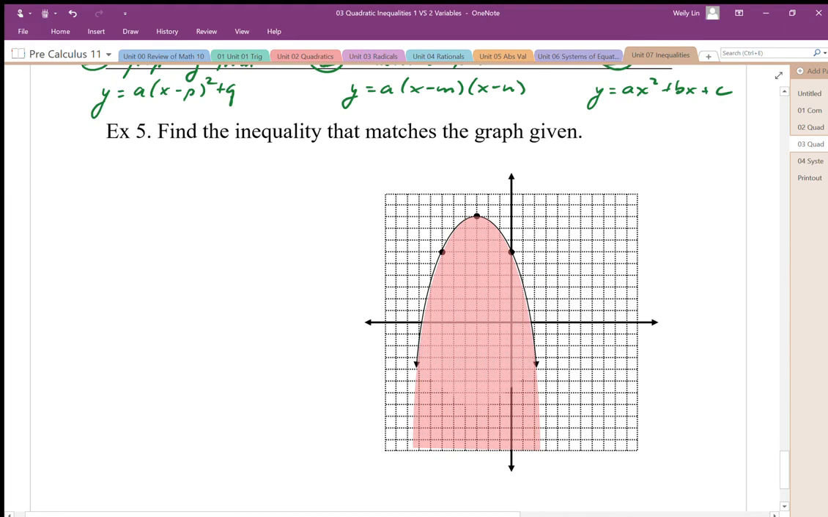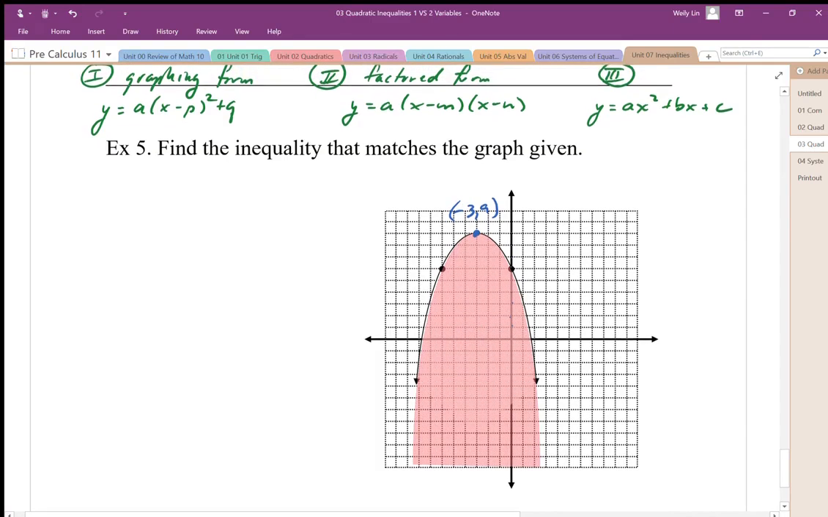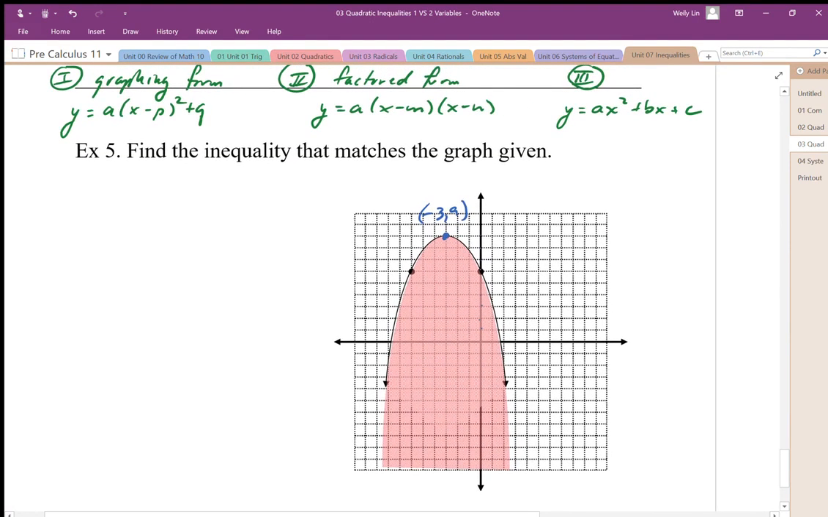First, let's establish the equation of this parabola. If we have the vertex, we should always use vertex form. Here we have the vertex coordinate of -3, positive 9. The other option is if we had zeros, but in this case the zeros are not clearly evident, so we probably don't want to use the zero form. The least desirable option is using the y-intercept.